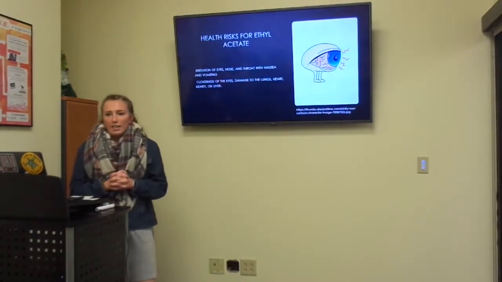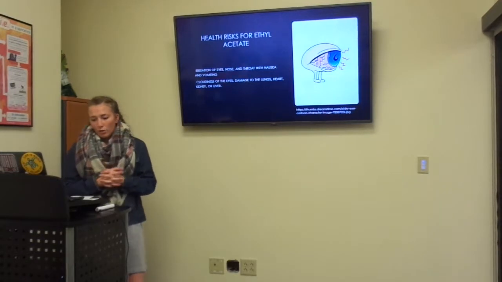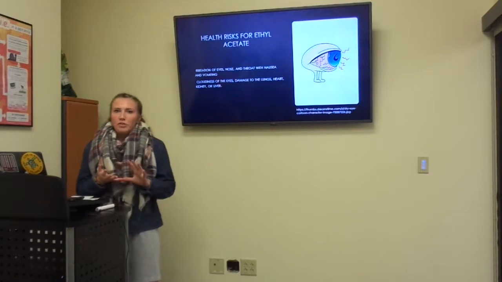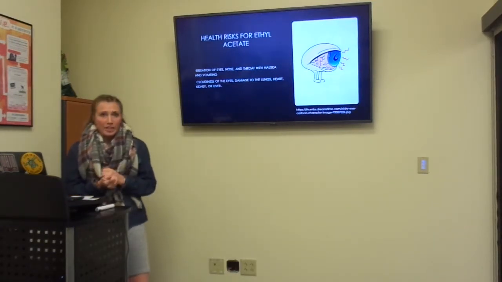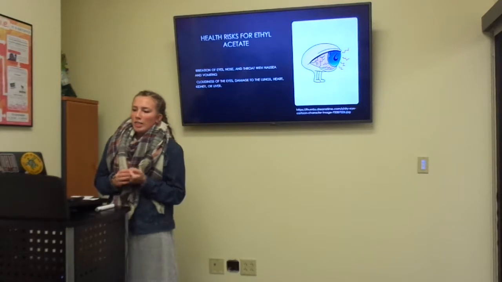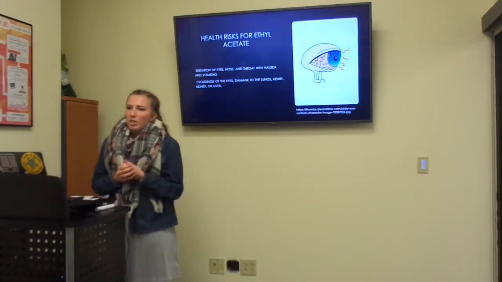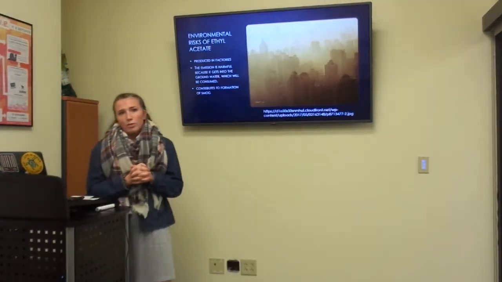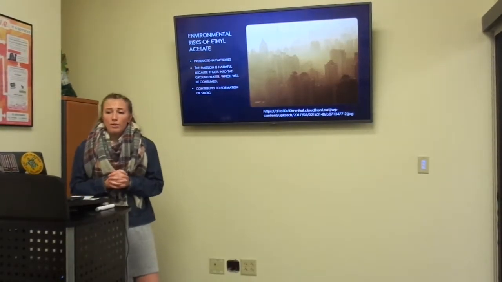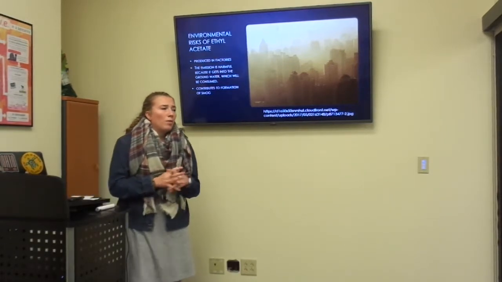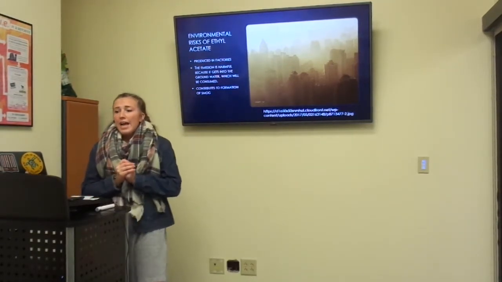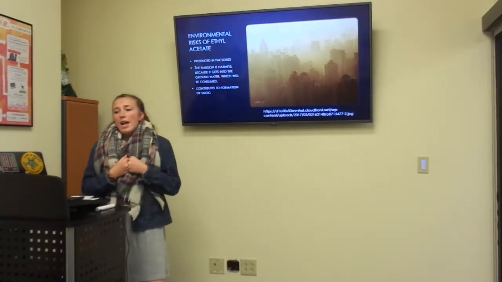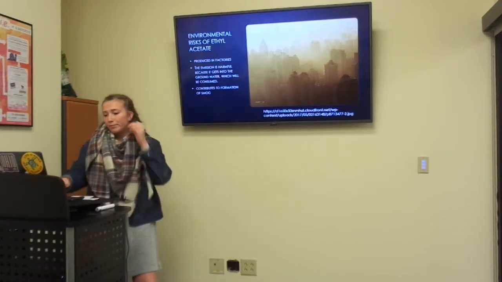Health risks for ethyl acetate are from the National Pollutant Inventory. It shows that small exposure can cause irritation of the eyes, nose, and throat, also with nausea and vomiting, and larger exposure can cause cloudiness of the eyes, damage to the lungs, heart, liver, and kidney. Also from the National Pollutant Inventory, environmental health risks of ethyl acetate come from the emissions produced in factories, and it gets into the groundwater, which can also be consumed, and it contributes to smog, like shown.